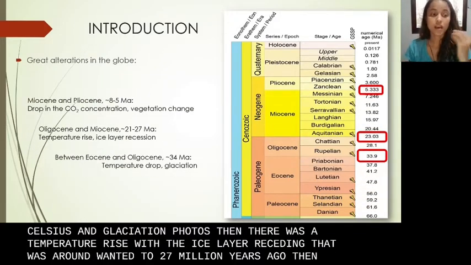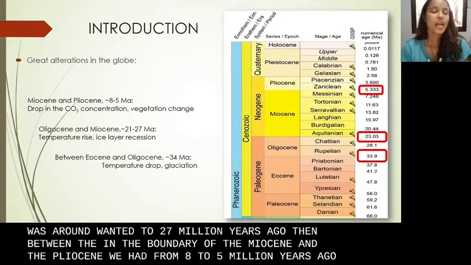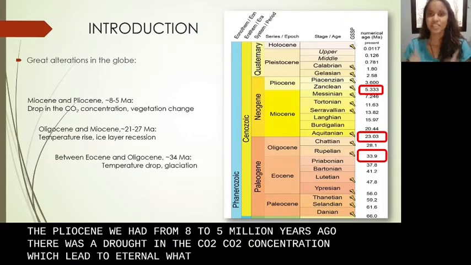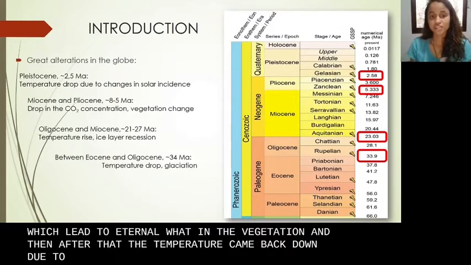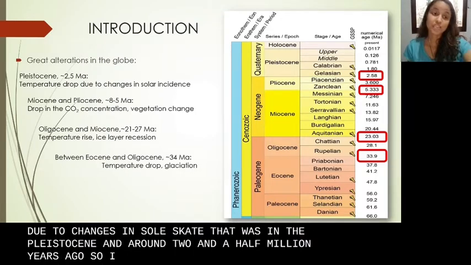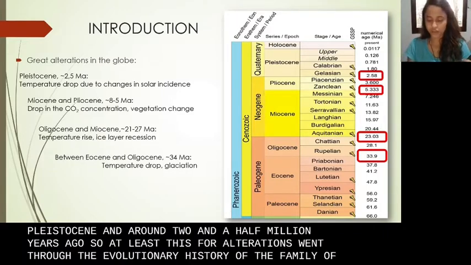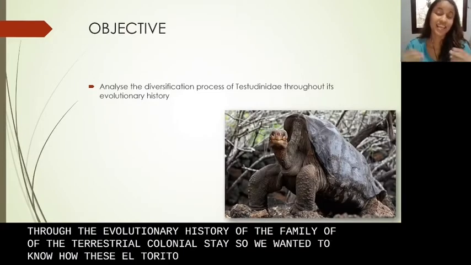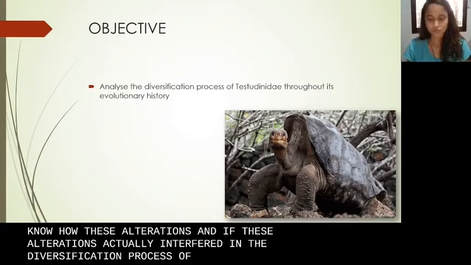Then, at the boundary of the Miocene and the Pliocene, from 8 to 5 million years ago, there was a drop in the CO2 concentration, which led to a turnover in the vegetation. And then after that, the temperature came back down due to changes in solar incidence. That was in the Pleistocene, around 2.5 million years ago. So at least these 4 alterations went through the evolutionary history of the family of terrestrial chelonians. So we wanted to know if these alterations actually interfered in the diversification process of this group.